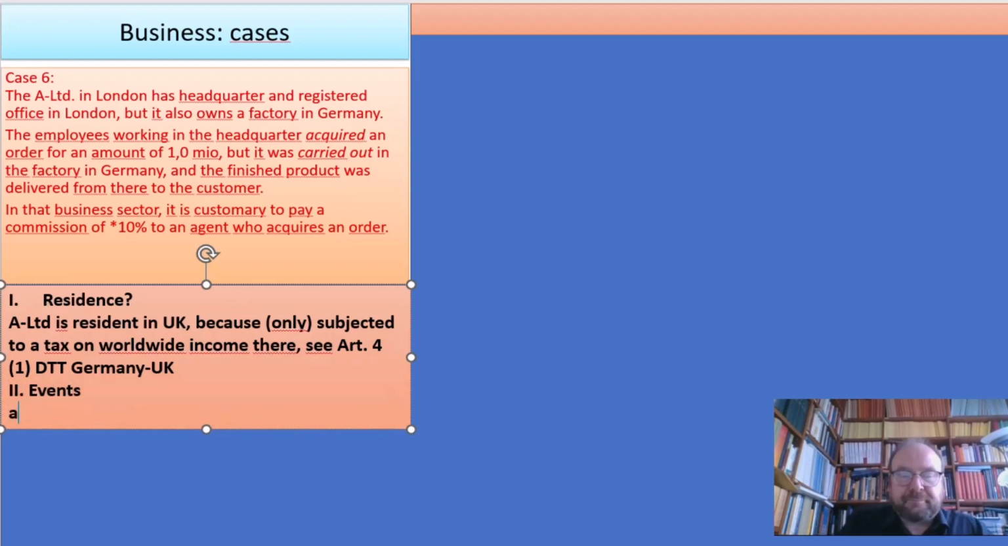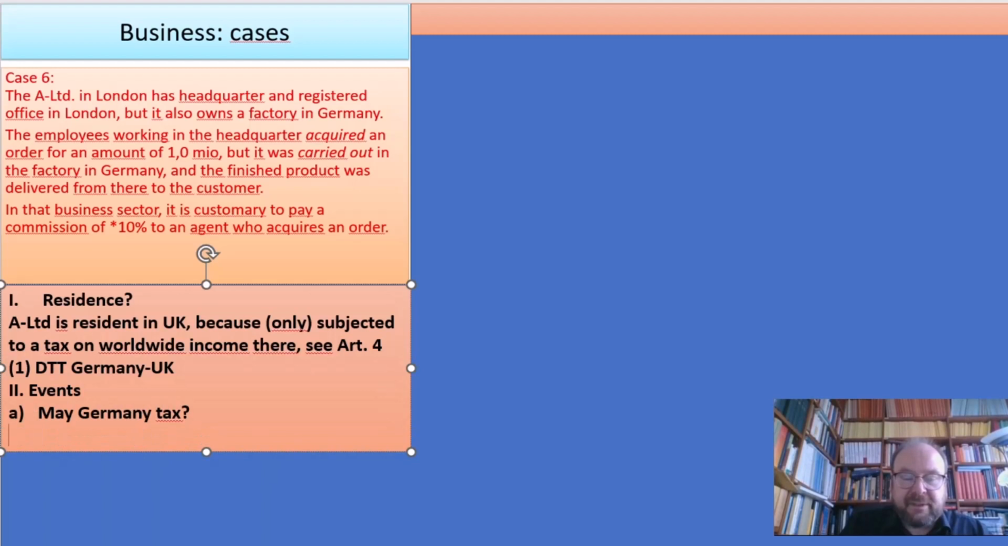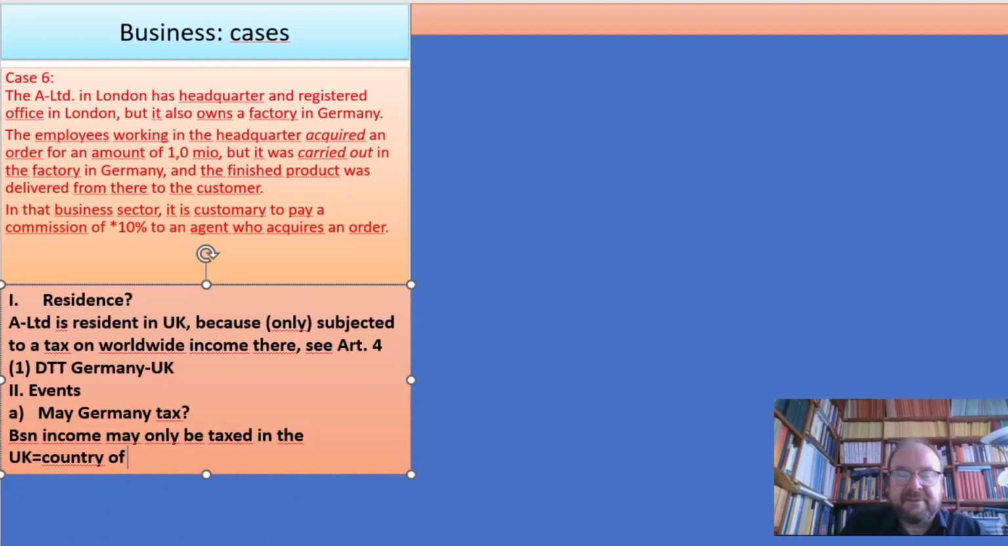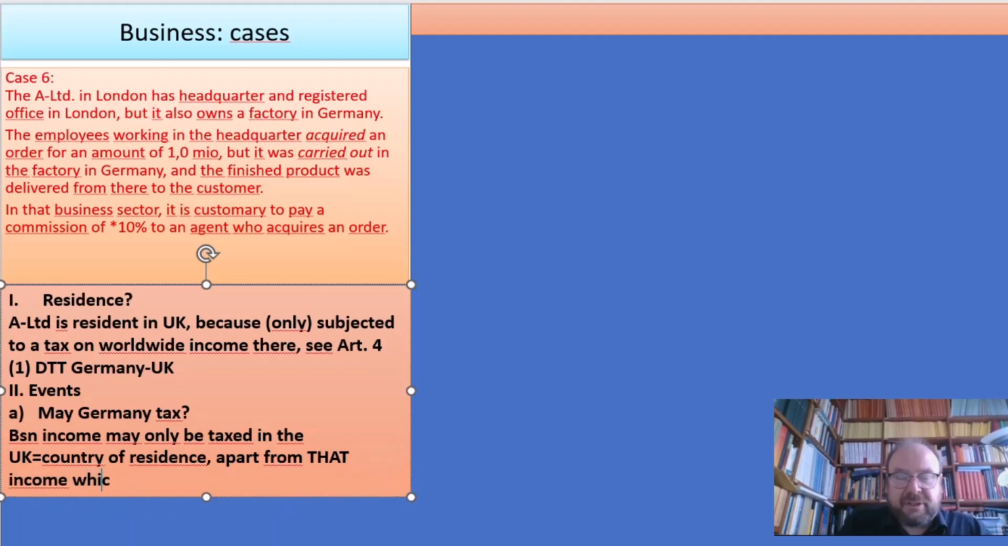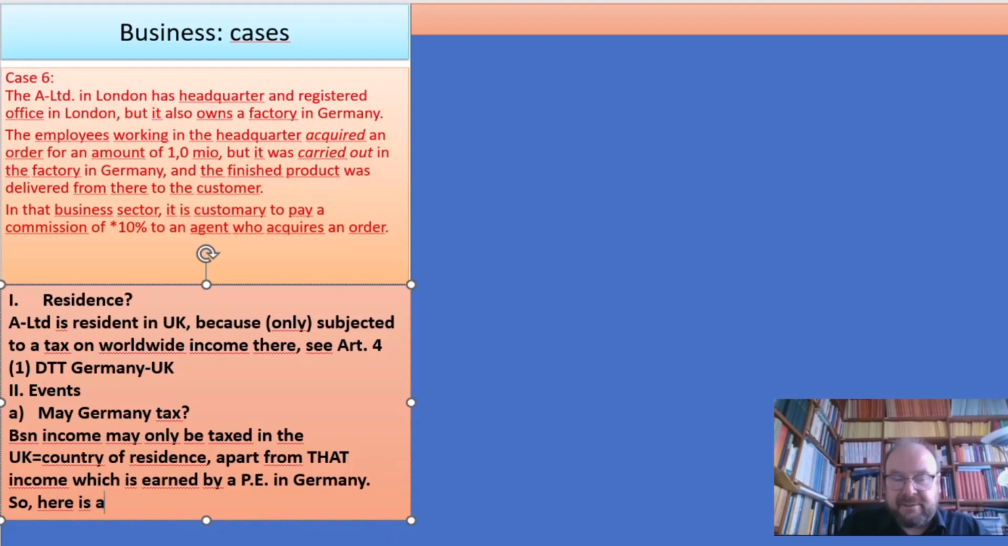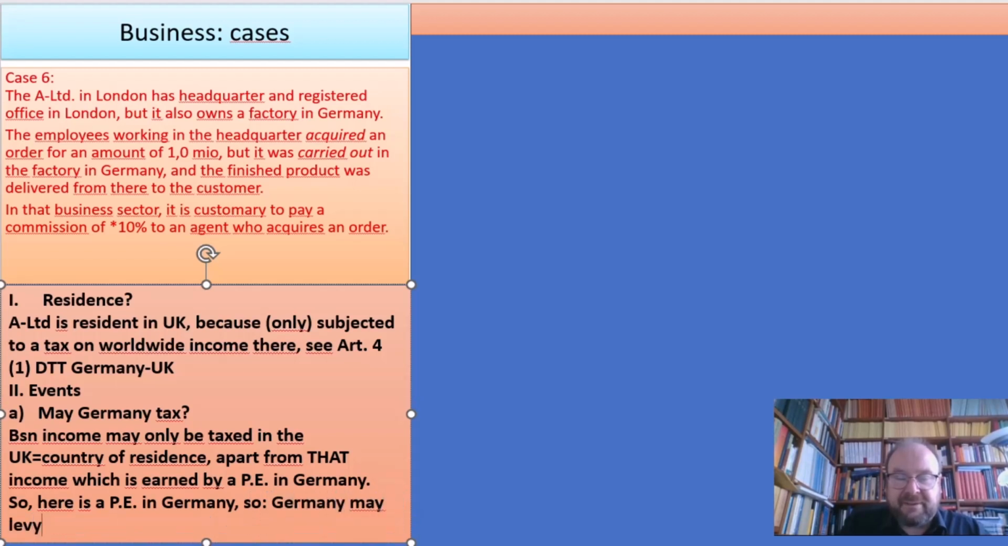The events. May Germany tax? And the answer is: business income may only be taxed in the UK, that's the country of residence, apart from that income which is earned by a permanent establishment in Germany. So here is the PE in Germany, so Germany may levy a tax. See Article 7.1 of the DTT Germany UK.